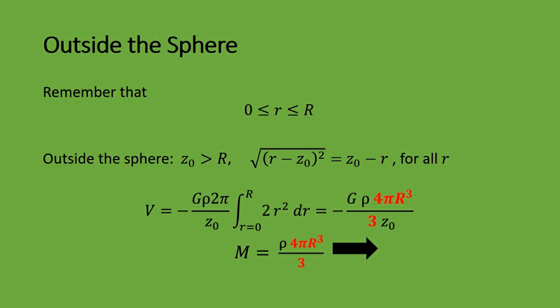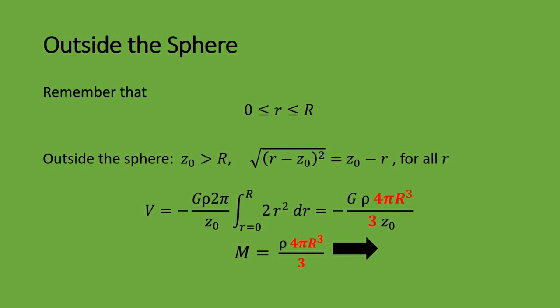However, z0, because you are outside the sphere, so z0 is always bigger than capital R. So now if you think about the square root of this quantity, you should get the absolute value. The absolute value is the bigger, which is z0, because you are outside, minus small r. So that's the value of the square root of (r minus z0) all squared.